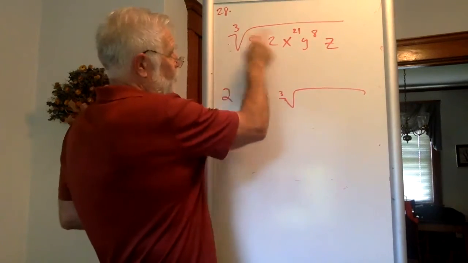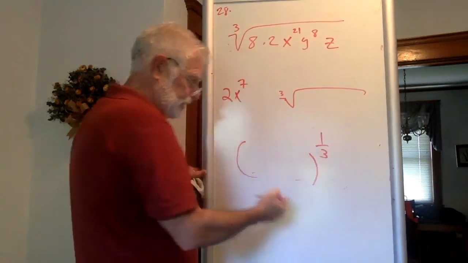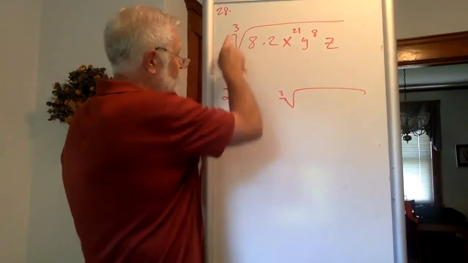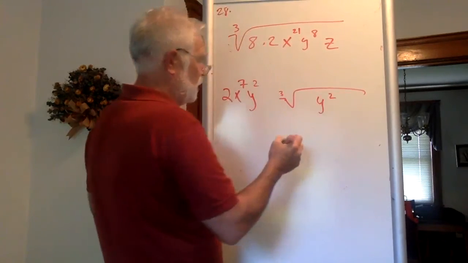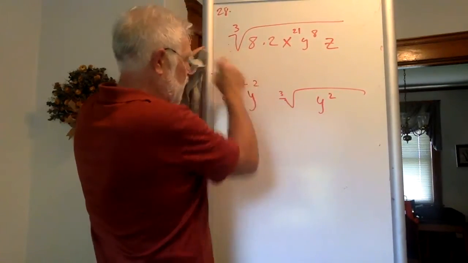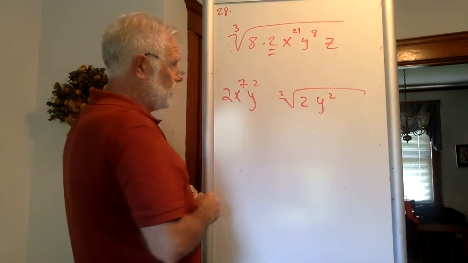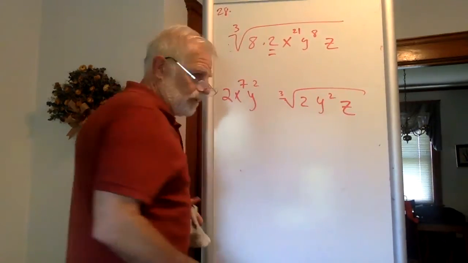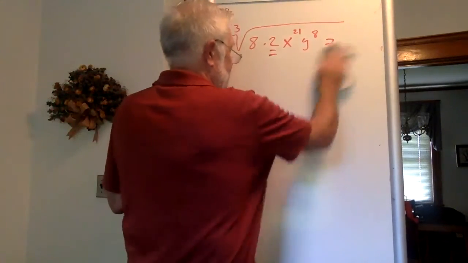3 goes into 21, 7 times. A cube root is the same thing as raising to the 1/3, right? So we're dividing by 3. 3 goes into 8 twice, and then there's a remainder of 2. Oh, there was a 2 here, right? I took the 8 out, and there's still a 2 there. And now I've got to deal with z. Well, I can't take that out. All right, next problem. That's just pure mechanics, foundational stuff.